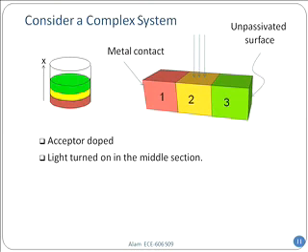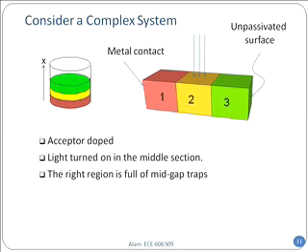Now, I said the light has been turned on in the middle section and it reaches a steady state. The right region is full of mid-gap traps. What clue am I trying to give you here? Full of mid-gap traps means there will be a lot of Shockley-Read-Hall recombination, right? Because mid-gap traps are responsible for it. So I have to consider recombination processes in region 3, the green part. Why did that happen? Because when I was growing, let's say for some reason, I had some unintentional impurities incorporated in the green region, then I may have a lot of traps there.